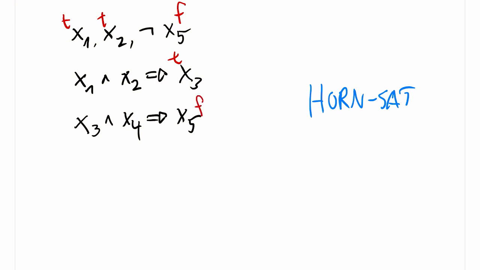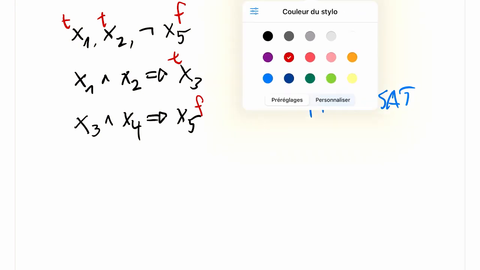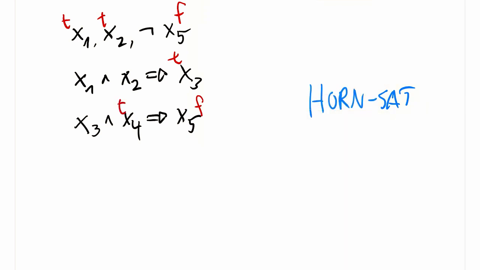Which means that not both x3 and x4 should be true, which in turn means that x4, we better set it to true. Sorry, to false. So yes, this is a satisfiable instance of the Horn-SAT problem.